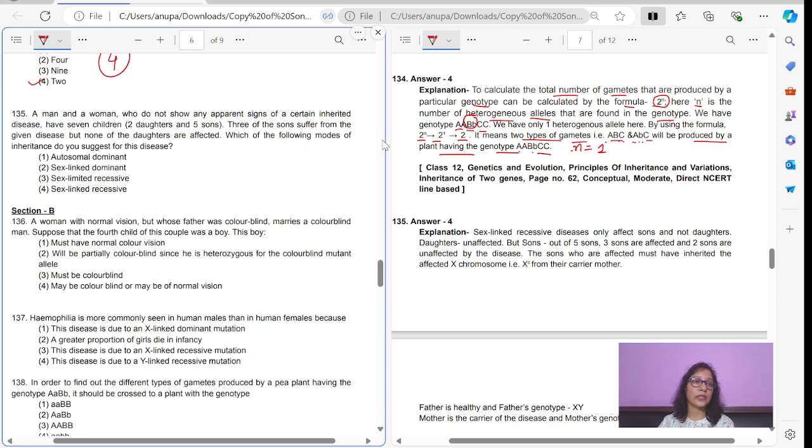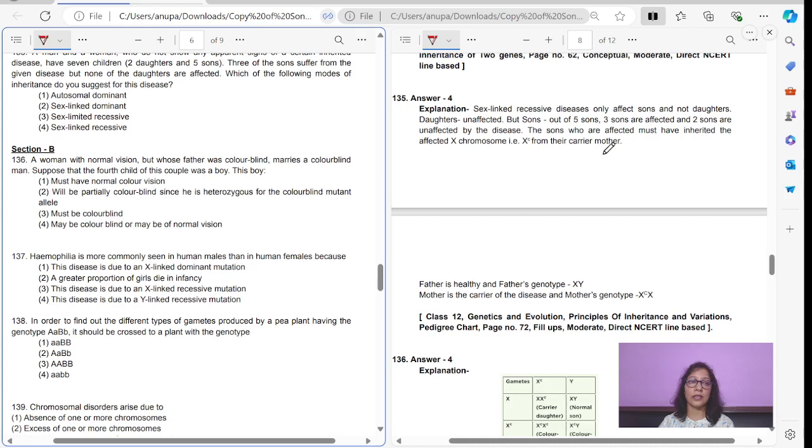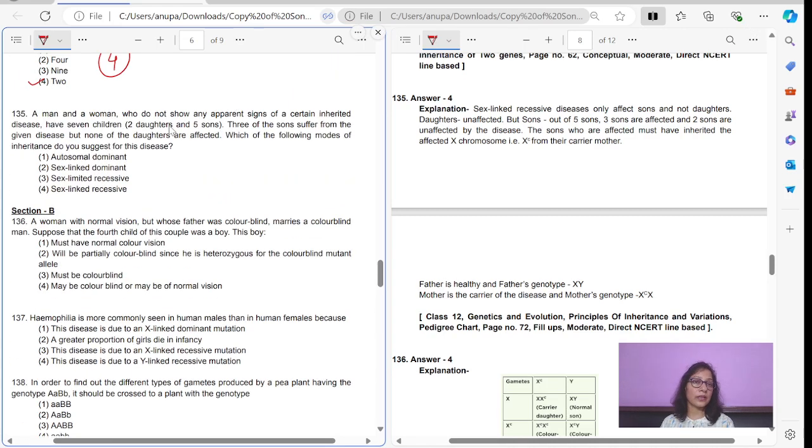Now let's move to the next question, that is question number 135. Question number 135 states that a man and a woman who do not show any apparent signs of certain inherited diseases have 7 children, that is 2 daughters and 5 sons.